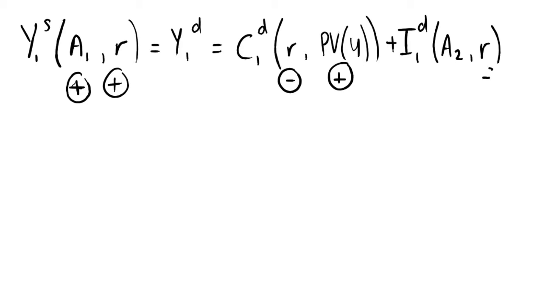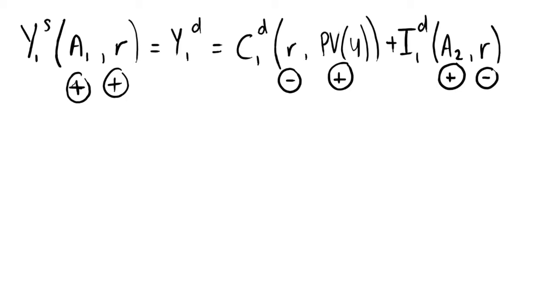We know that investment demand depends negatively on the interest rate R, and it depends positively on future productivity. We're going to invest more if we think productivity in the future is higher. So that is our aggregate demand and aggregate supply relationship, and they're equal in goods market equilibrium.